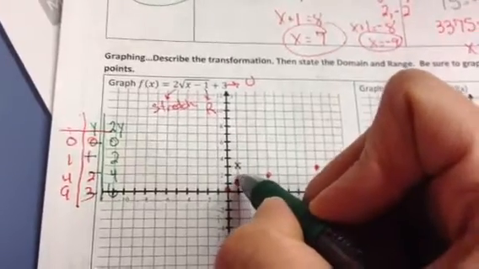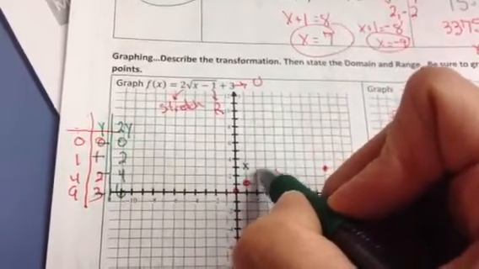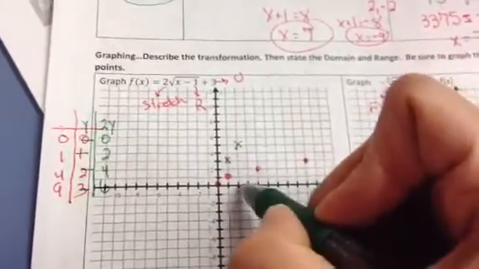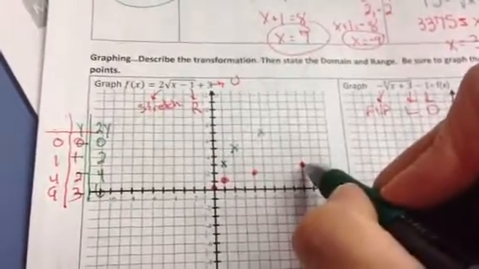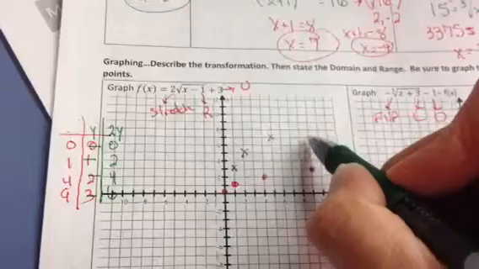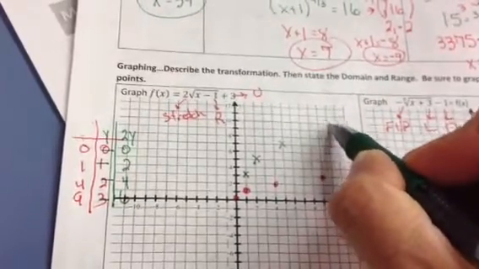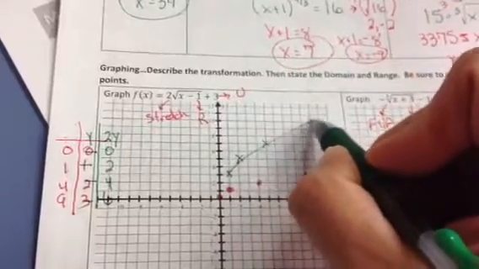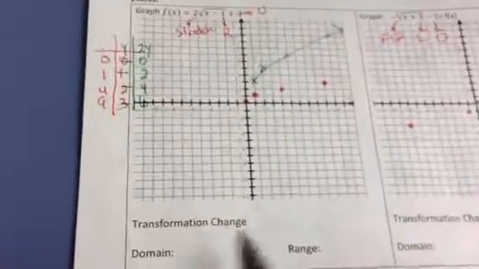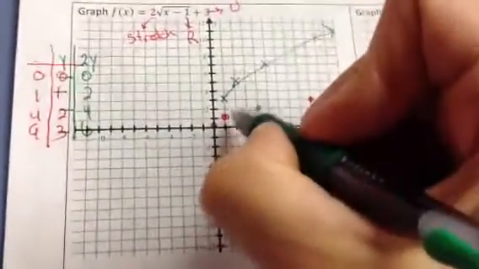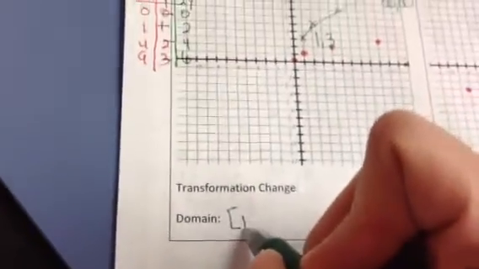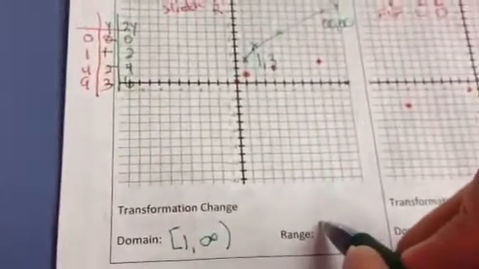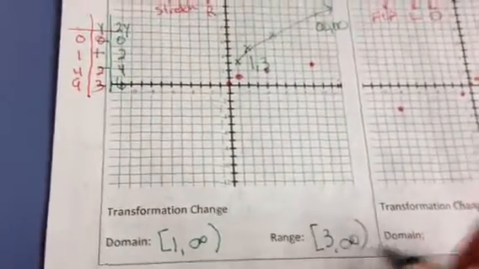And 1, 1 is going to stretch to 1, 2, but now it's going to go right 1 and up 3. And 4, 2 is going to go to 4, 4. Now it goes right 1, up 3. And 9, 3 is going to stretch to 9, 6, and it's going to go right 1 and up 3. And then it starts and it keeps going. So the domain and the range, the transformation change I wrote up there, but this is starting at the point 1, 3, and then it's going to infinity, infinity. So the domain starts at 1 and ends at infinity, and the range starts at 3 and goes to infinity.